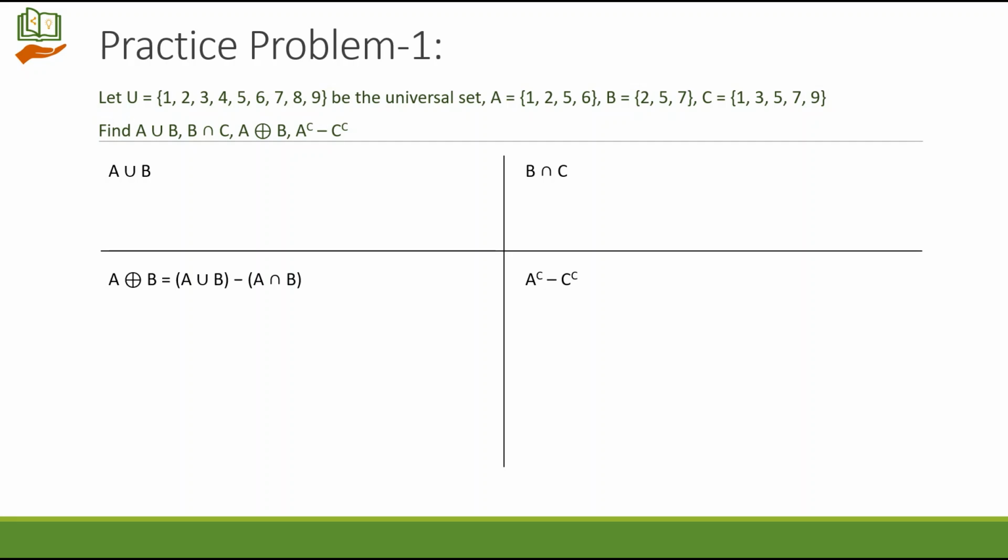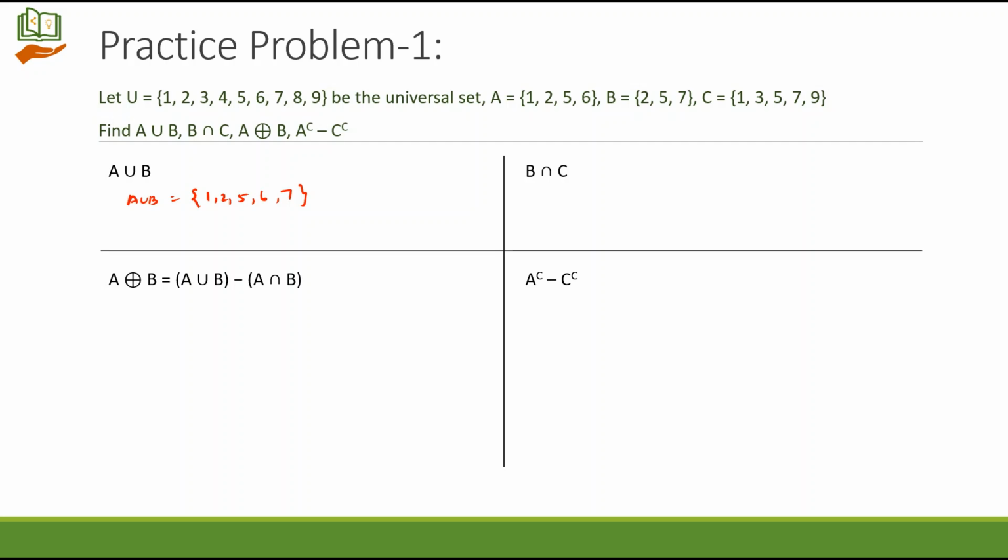So let's take A union B. So what is A? We have 1, 2, 5, 6 and B 2, 5, 7. So A union B will be 1, 2, 5, 6 from A. 2 and 5 are already present. So we will include only 7 in union set. So you have to have distinct elements. You should not repeat them. This will be the union of A and B.